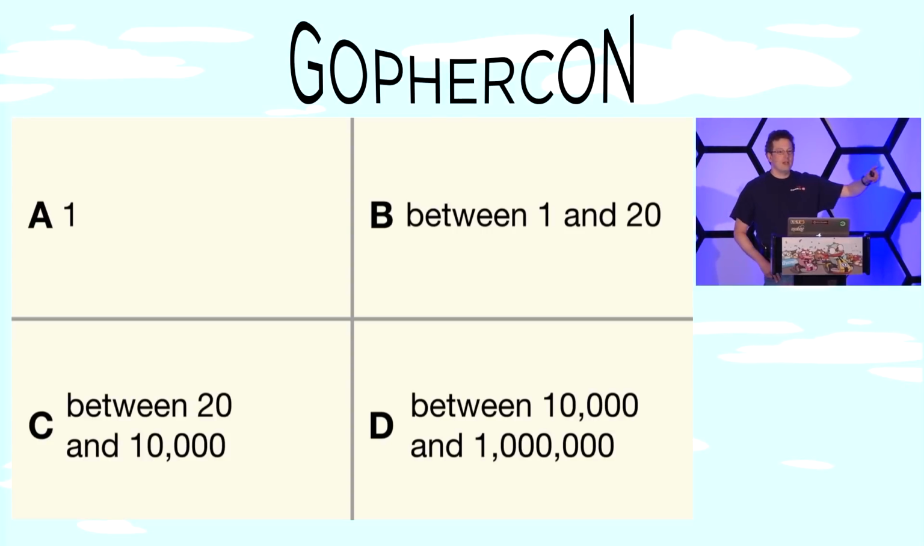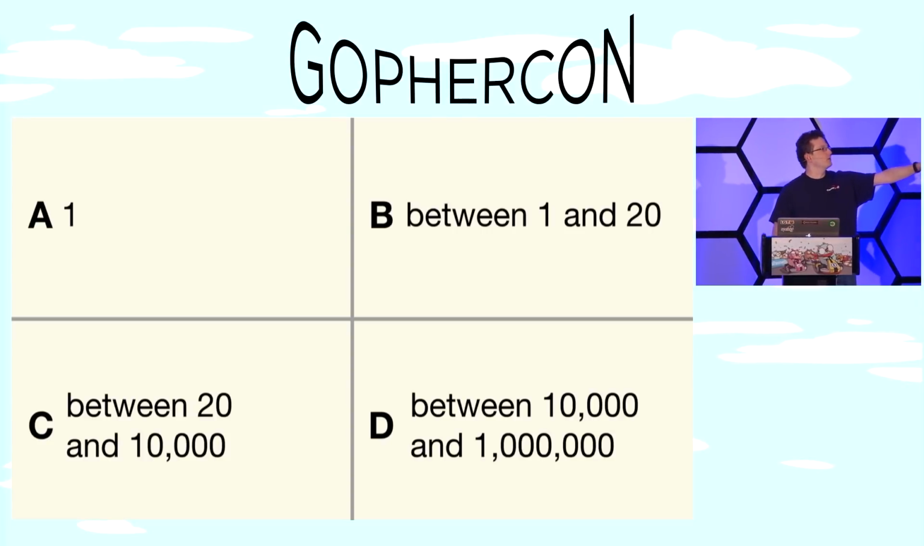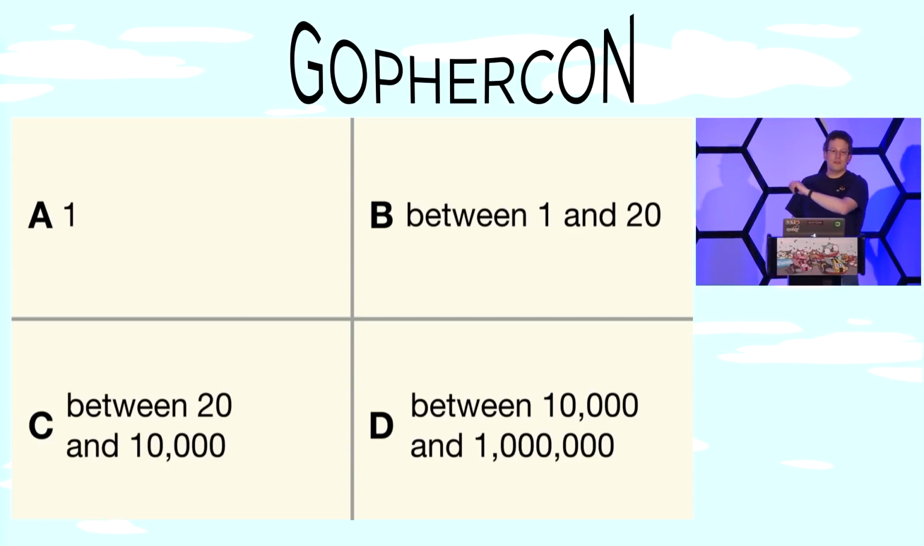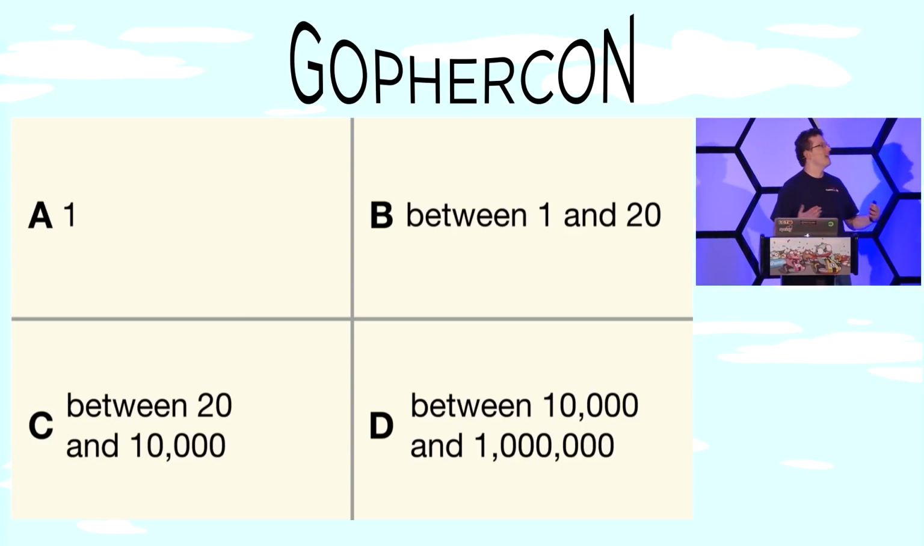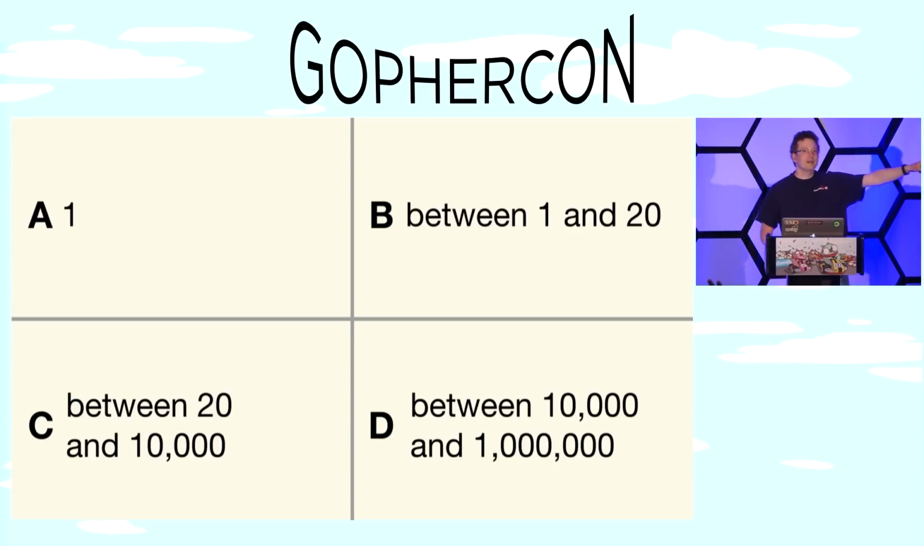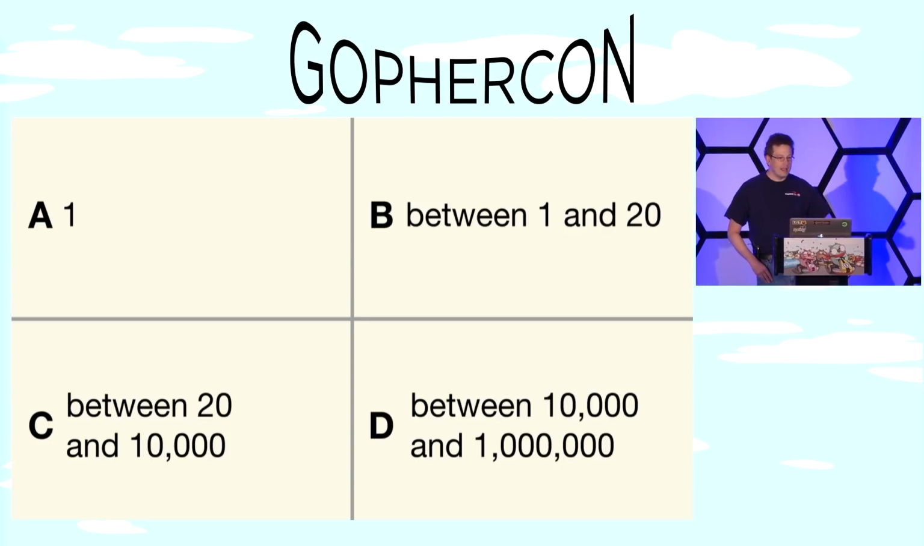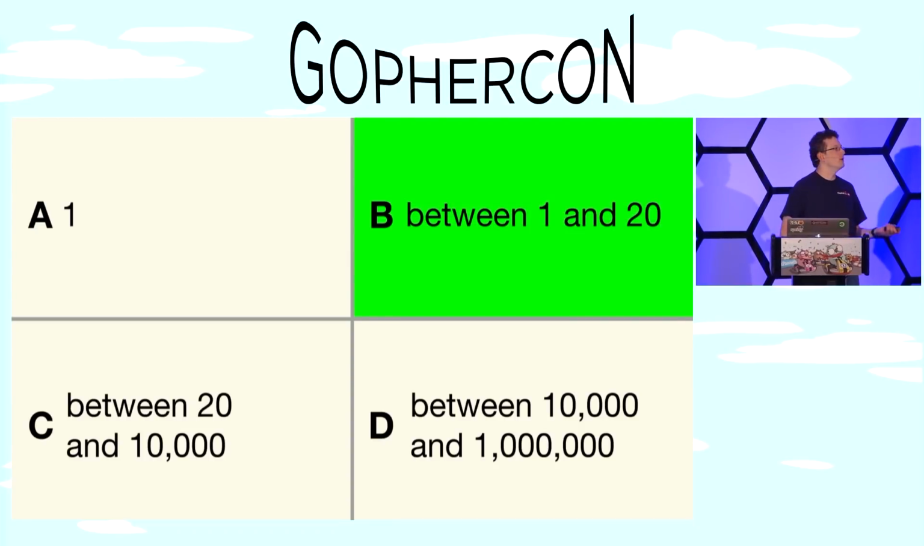Okay, good. B, who thinks greater than 1, less than or equal to 20 different iteration orders? Okay. C, who thinks greater than 20, less than or equal to 10,000? Okay, got some of those. All right. And D, who thinks greater than 10,000, less than or equal to 1,000,000 different iteration orders? All right, well, the correct answer is B, between 1 and 20.